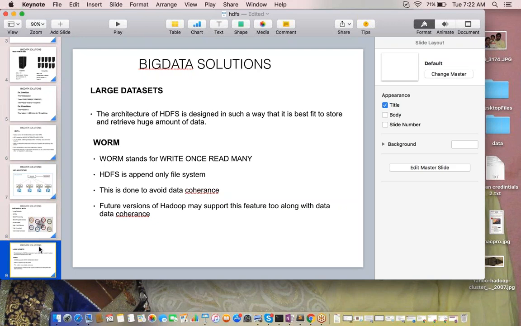Is there a way to avoid simultaneous data access in order to avoid inconsistent results? Yes, that is what we have. HDFS has come up with an append-only system. It is not like we are modifying the existing data. We are adding some extra data to that.